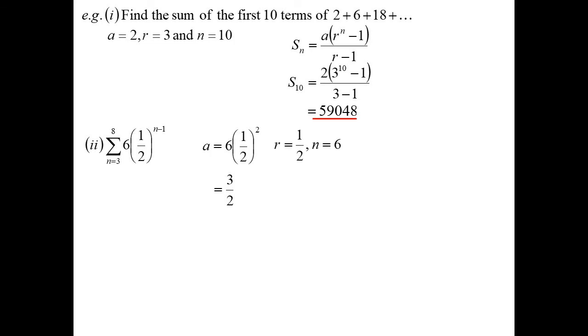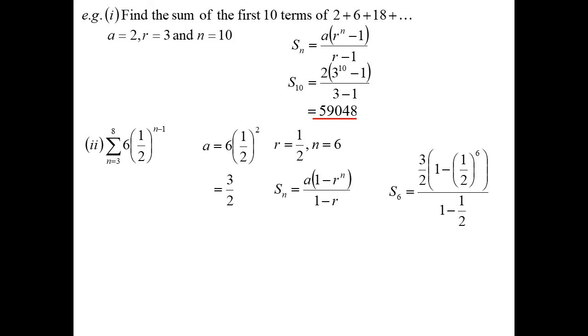Now the ratio is still going to be a half. That's not going to change because it's ar to the n minus 1. That's still fine, but if you don't believe me, you could always work out what the second term is and go, oh look, what's the ratio? There we are. And the number of terms, starting at 3, finishing at 8: 6 terms because it's inclusive of both ends.